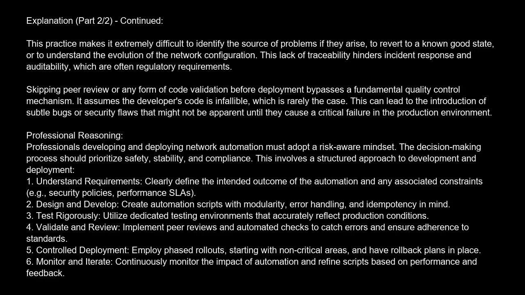3. Test rigorously. Utilize dedicated testing environments that accurately reflect production conditions. 4. Validate and review. Implement peer reviews and automated checks to catch errors and ensure adherence to standards. 5. Controlled deployment. Employ phased rollouts, starting with non-critical areas, and have rollback plans in place. 6. Monitor and iterate. Continuously monitor the impact of automation and refine scripts based on performance and feedback.